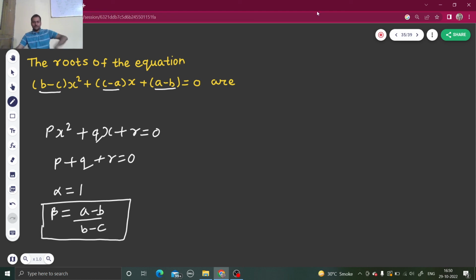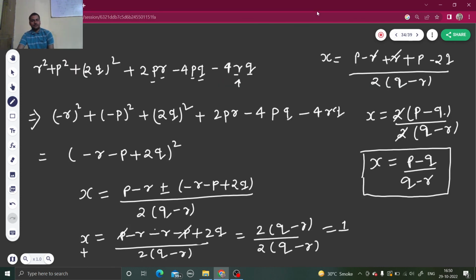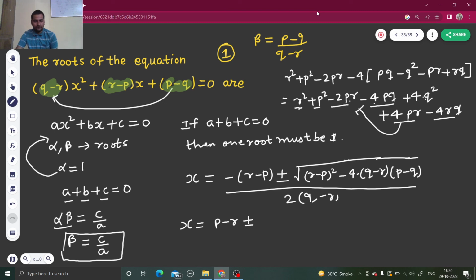You can try by the traditional method also. That will also boost your confidence a bit. But this is the case that we are here with. So I hope you understood something new, some time saving tricks coming from Quadratic.